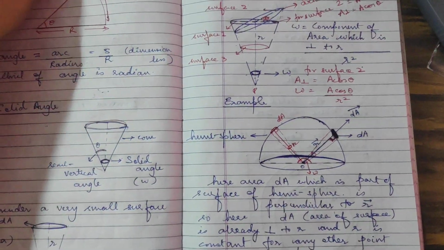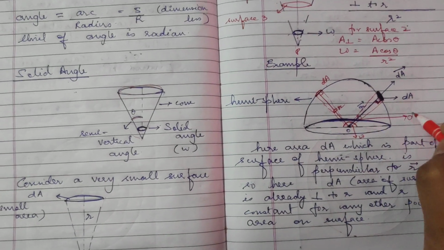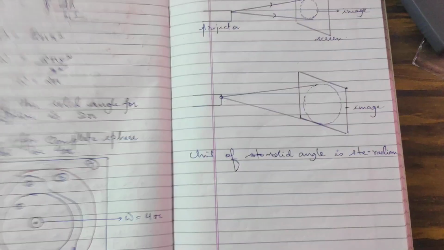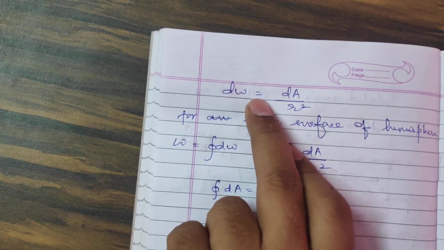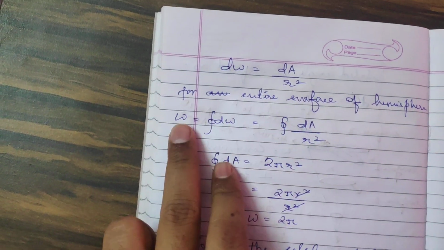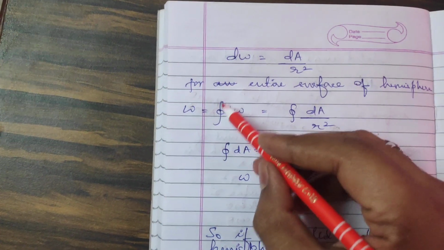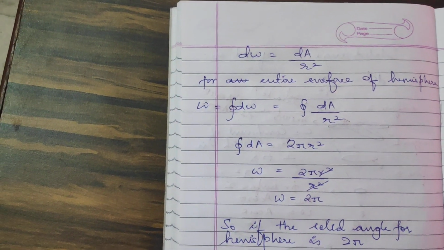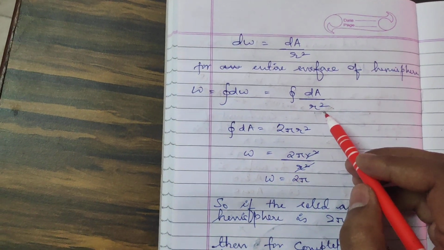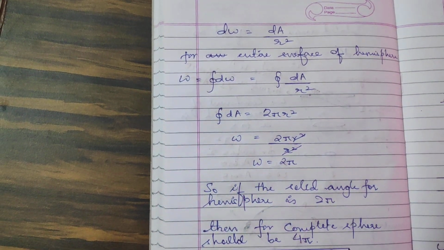So the value, let's call this d omega. So this happens to be d omega. Now d omega is dA upon r square. But for the entire surface of the hemisphere, I will have to integrate. Now this sign which you see over here is called the surface integral. So surface integral dA upon r square. r square is a constant value. For a hemisphere, the radius is always constant. So r square becomes constant.